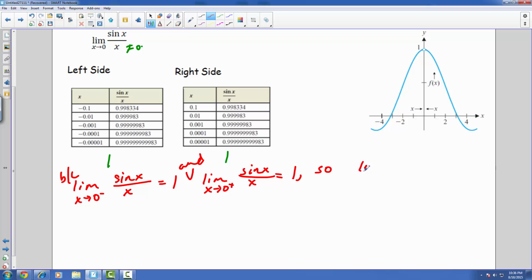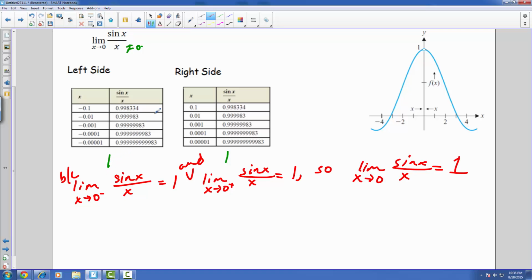So then the limit as x approaches 0, in general, not specifying left or right, of the function sine of x over x is equal to 1 entirely. So in other words, whenever you see this type of limit in the future, you know that that limit is in fact 1. Okay, so that's going to be handy for some future problems.